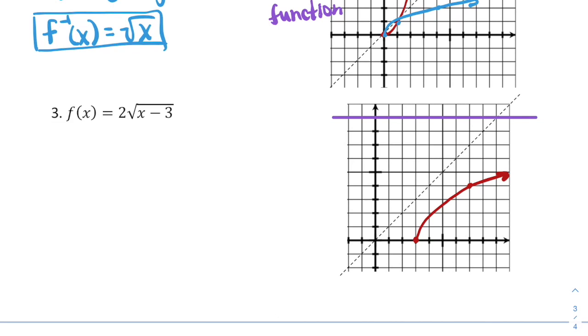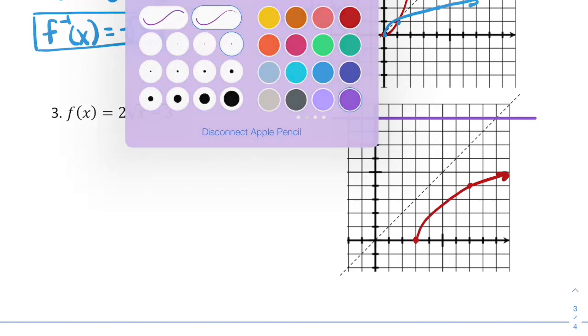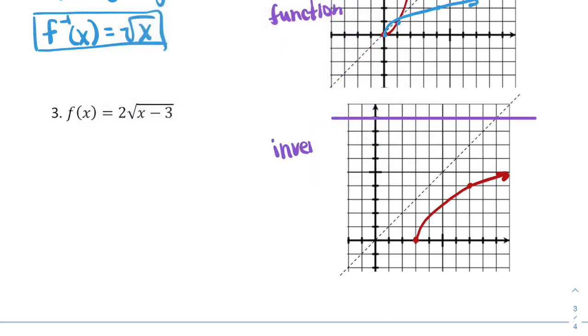All right, horizontal line test time. Take your pencil or pen and run it up and down this. Is there any place where you cross more than once? And the answer is no. So that means it passes the horizontal line test and the inverse is a function.